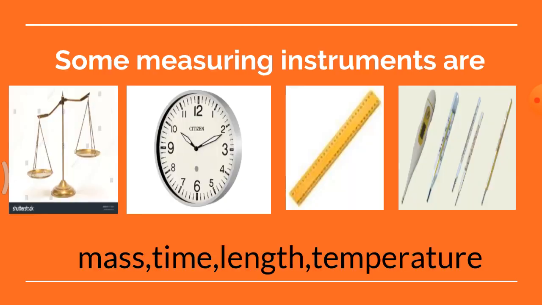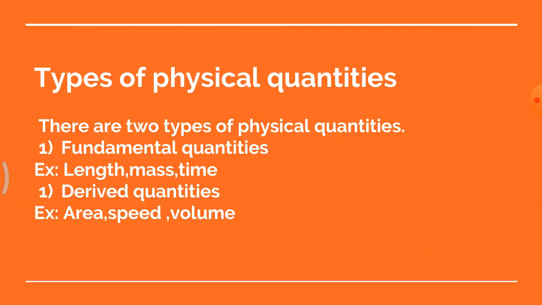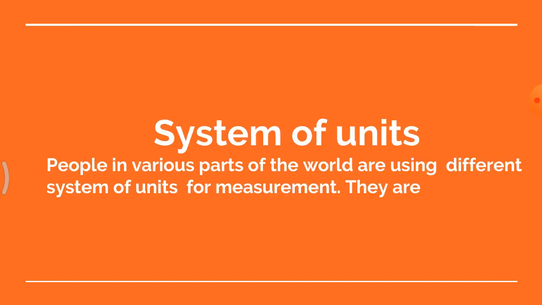Here are some measuring instruments: balance, clock, scale, thermometer. Balance is used to measure the mass. Clock is used to measure the time. Scale is used to measure the length, and the thermometer is used to measure the temperature. Types of physical quantities. There are two types of physical quantities. Fundamental quantities, for example, length, mass, time. Derived quantities, examples are area, speed, volume.